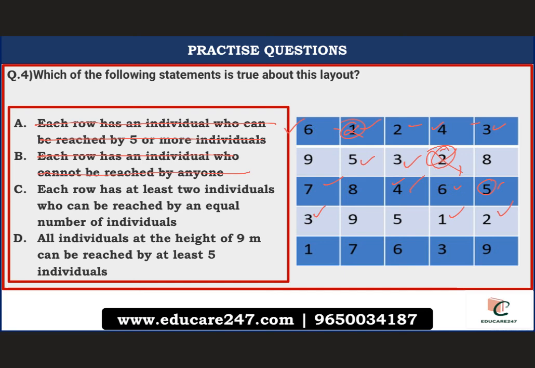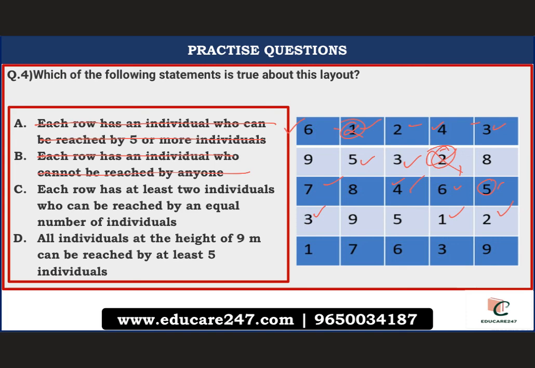Now we'll skip this option C because this is a very lengthy option. If you read each row has at least 2 individuals who can be reached by equal, you have to cross verify for every row and every individual. We'll come back to it later. We'll see option D first. If you are able to eliminate option D, you do not need to solve option C and we'll straight away mark it. Option D, all individuals at the height of 9 meters can be reached by at least 5 individuals.